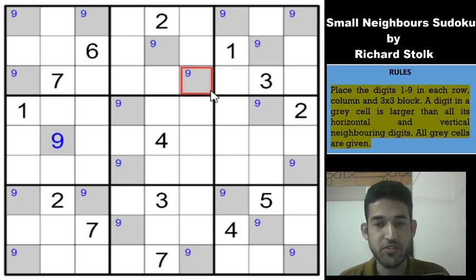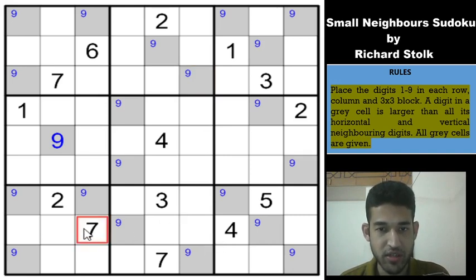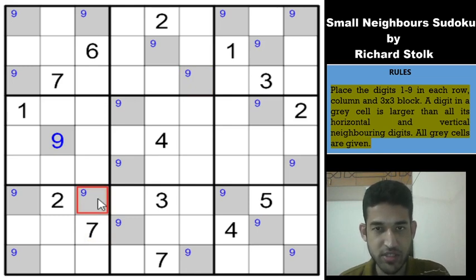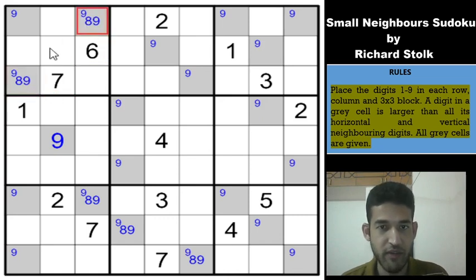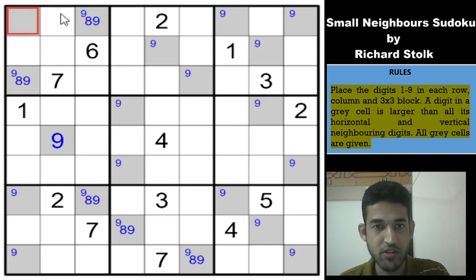The next thing is to look for larger digits which are already given and which have a grey cell near them. So in this case, if you look at this 7, we know that the grey cell has to be greater than its neighboring digits. So this cell would have to be 8 or 9. Similarly, this would have to be 8, 9. And for this 7, this would be 8, 9. And for this 6, 7, this 7, this would be 8, 9. And for this 6, this would have to be 7, 8, 9. But you have a 7 here, so this would be 8, 9. So we have a pair here, which means this is not a 9.